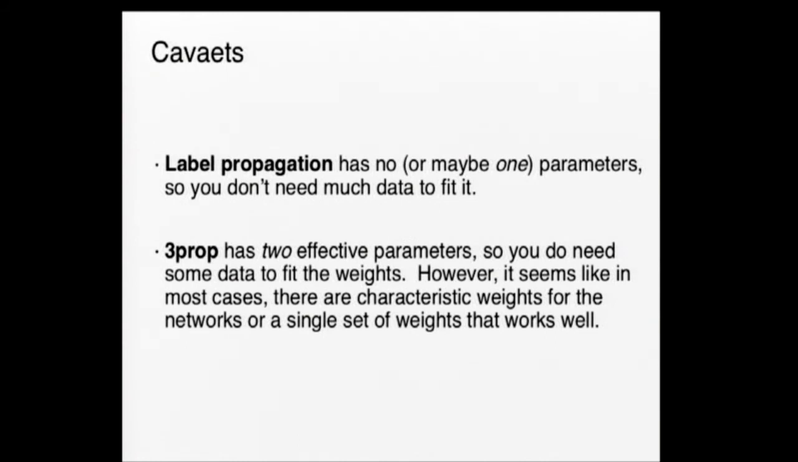If you just want to use label propagation out of the box, it's great. You don't have to worry about parameters. When you use three prop, you actually have to set two parameters, which is annoying, because you can use label propagation with a single node, since there are no parameters to set. But the nice thing is that in most cases there are characteristic weights for the networks. For the Facebook networks, there were different networks that all gave the same weights, and for the genetic and physical interaction networks, there were different functions defined on the networks that all gave the same weights. So if you find this characteristic set of weights, you can use them for new functions.